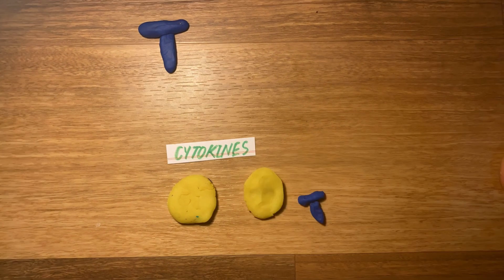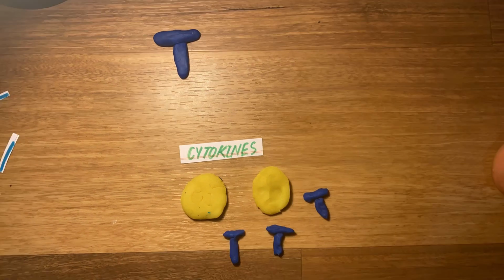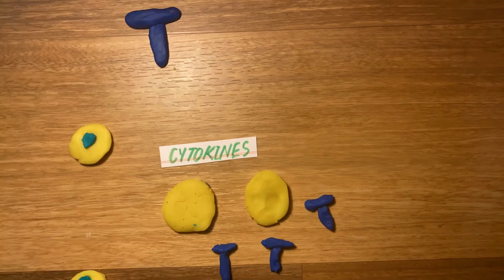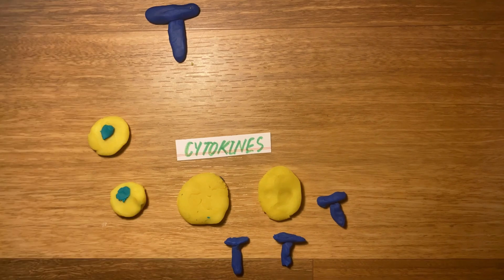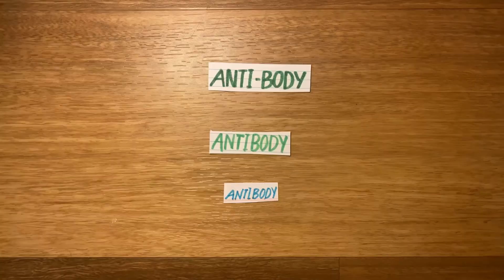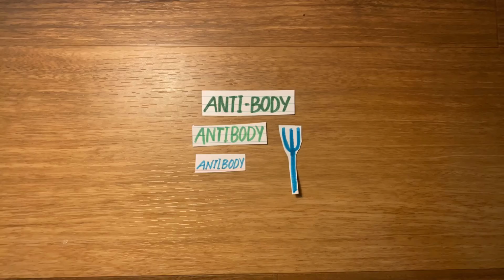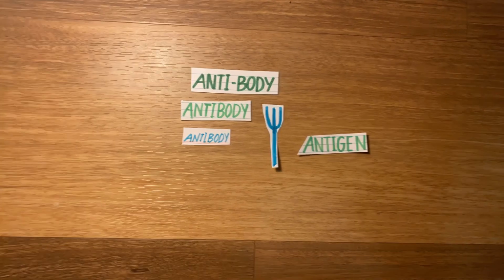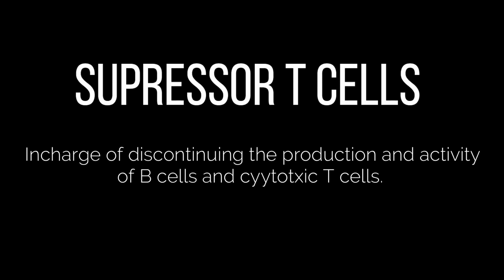Cytokines produced by helper T cells initiate multiplication of similar helper T cells as well as macrophages. Then, a cytokine chemical called interleukin-2 initiates the multiplication of B cells, which are clones of the specific antibody needed to fight the antigen. As the immune system collectively succeeds in fighting the pathogen, suppressor T cells are in charge of discontinuing the production and activity of B cells and cytotoxic T cells.